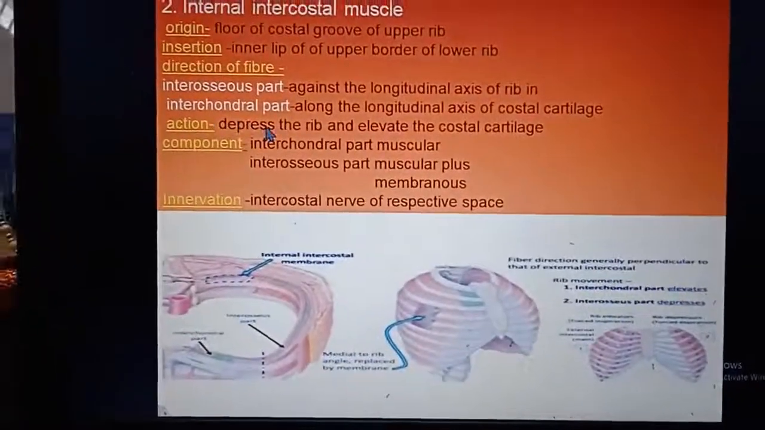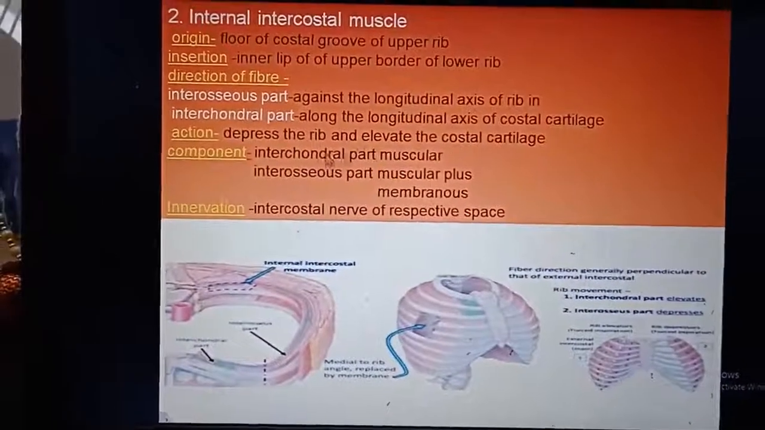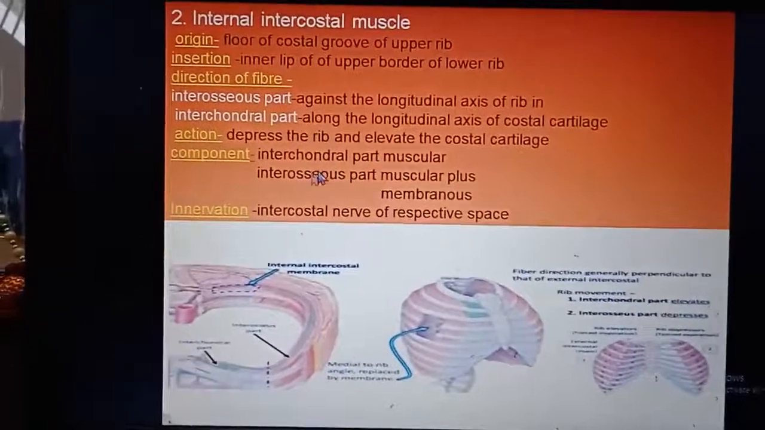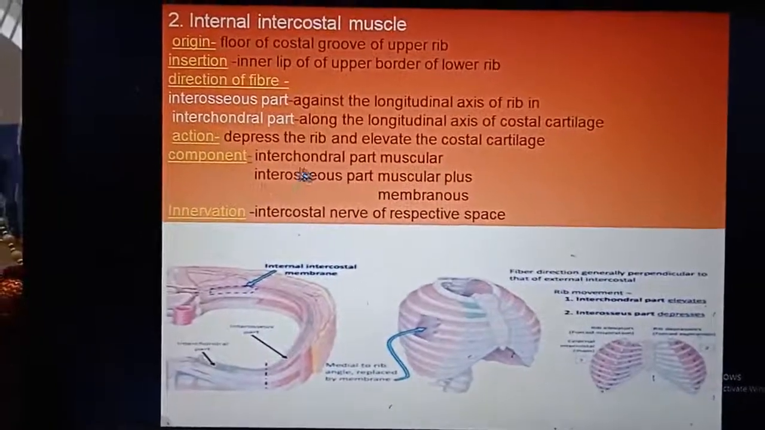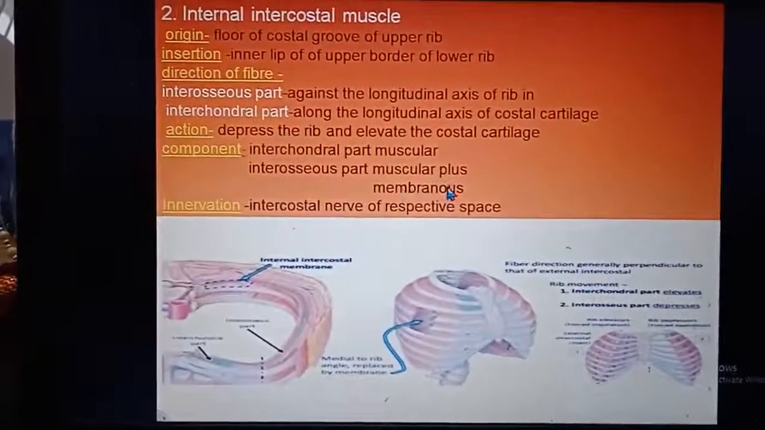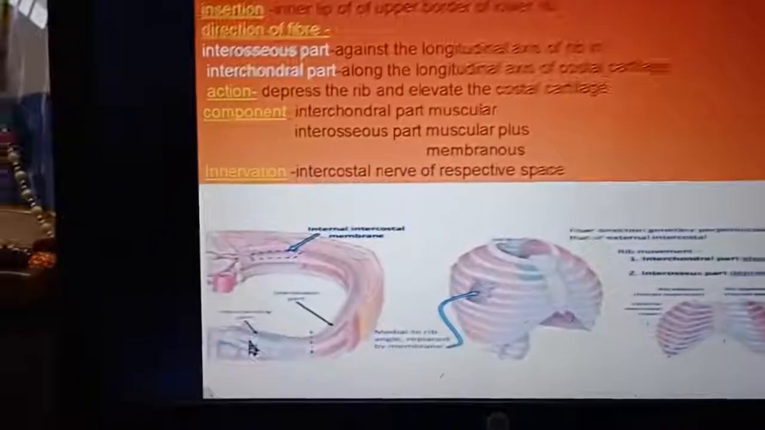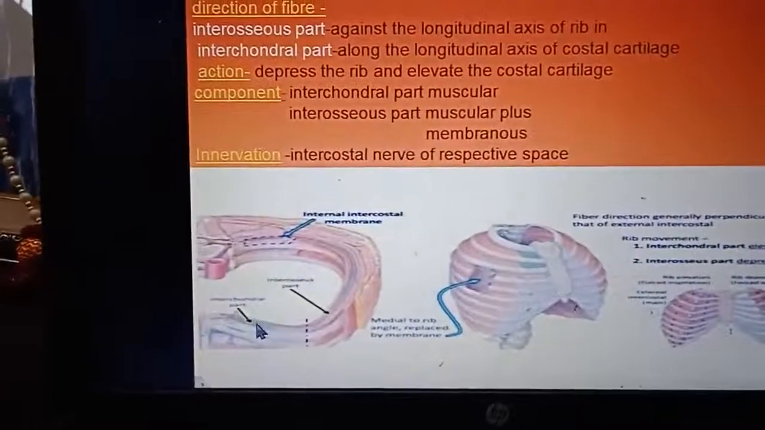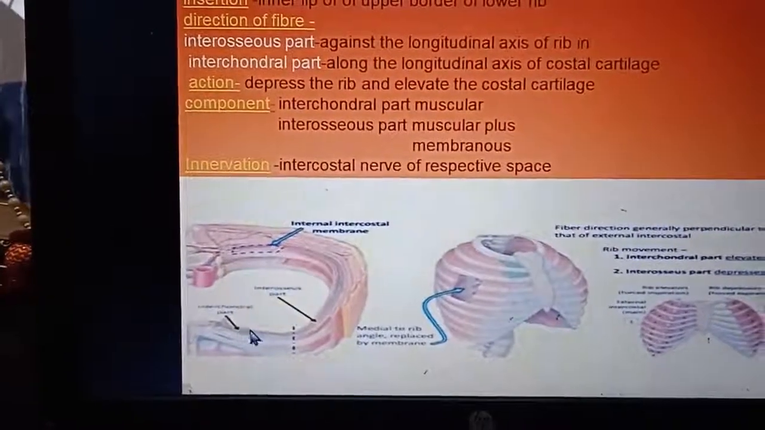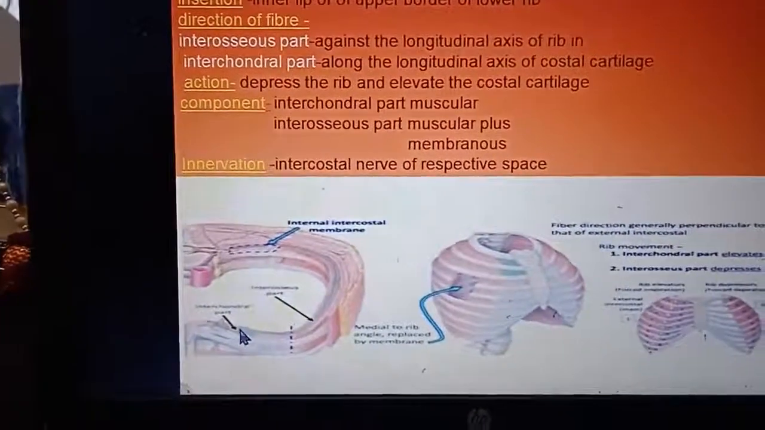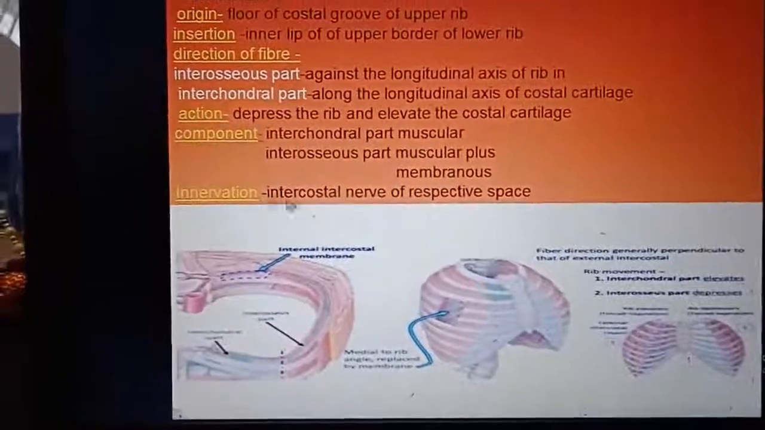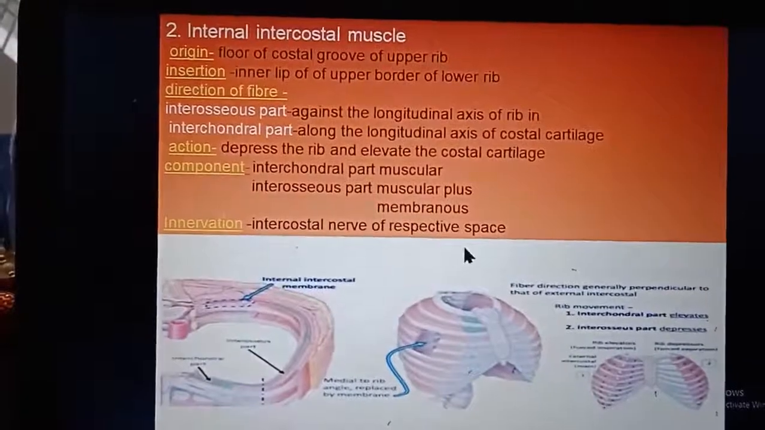So action is to depress the rib and elevate the costal cartilage. Component: the interchondral part is muscular, just opposite to that of the external intercostal, and the interosseous part is muscular plus membranous, because at the posterior end, here you can see in the green color, this is the membranous part near the tubercle. Just lateral to the tubercle it becomes the membranous internal intercostal. And innervation is by the intercostal nerve of the respective space.